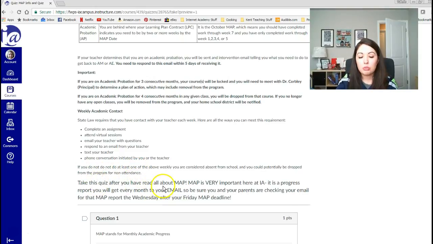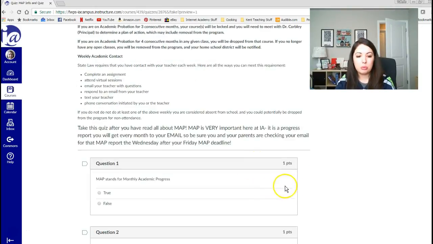Take this quiz after you've read all about MAP. MAP is very important here at IA. It is a progress report you will get every month to your email, so make sure you and your parents are checking your email for that MAP report the Wednesday after your Friday MAP deadline. So it may go to your personal email. You can also see it in Genius, and Genius is where we prefer that you respond to the MAP report.